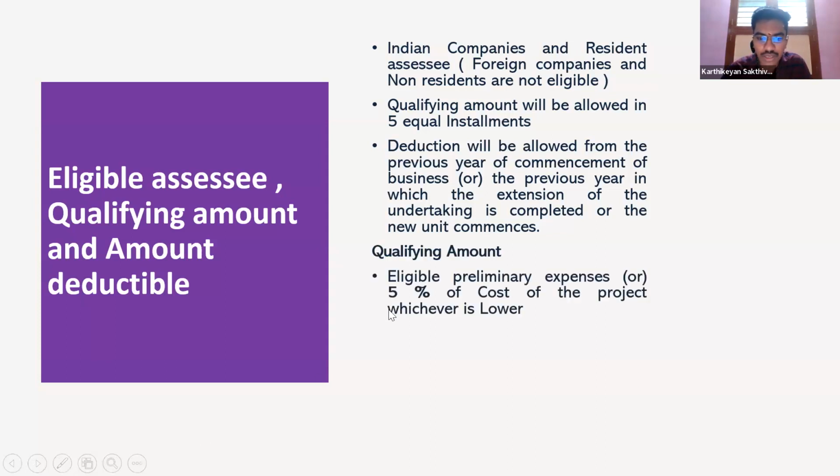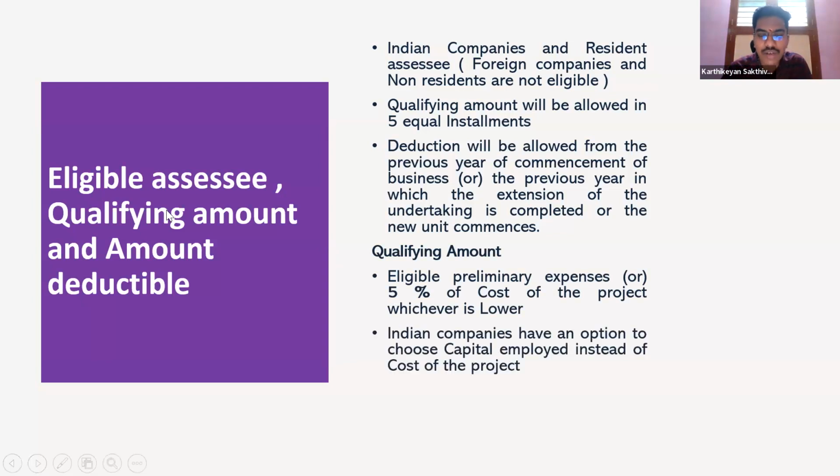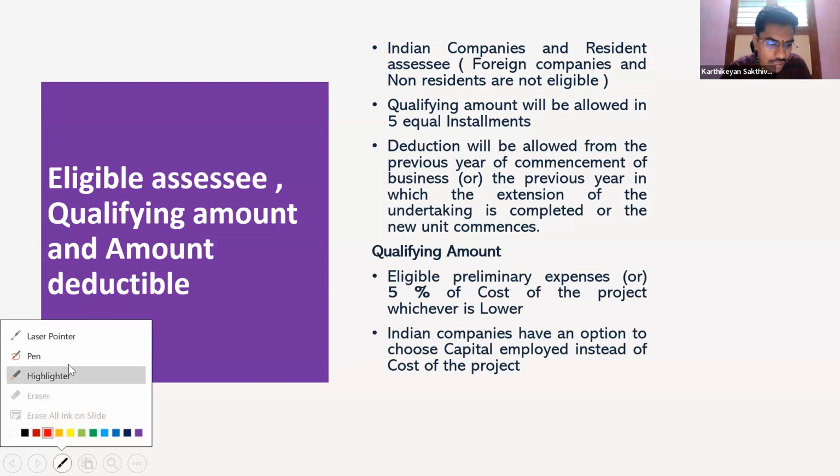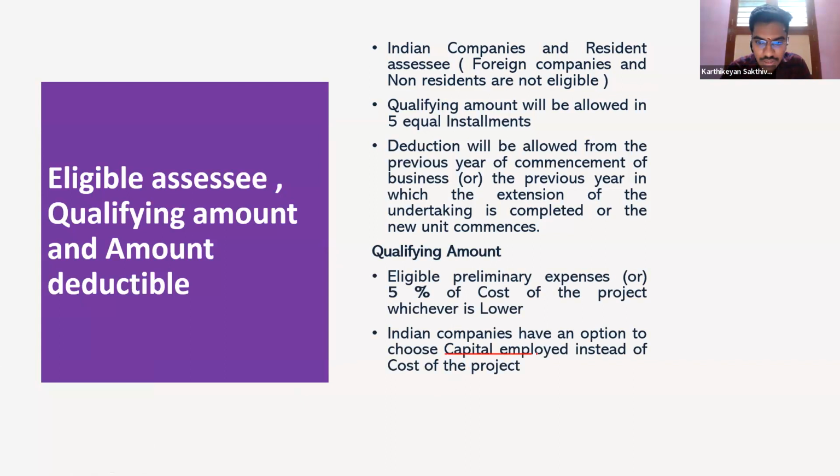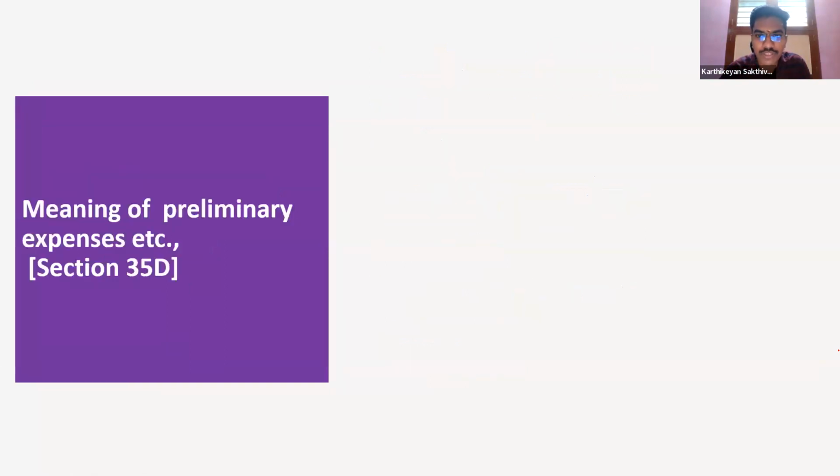What is the qualifying amount? Eligible preliminary expenditure or 5% of cost of project, whichever is lower. This is the qualifying amount. Whichever of these two is lower, take that, divide by 5, and you can claim it over 5 years. However, if the company is an Indian company, instead of cost of project, they can choose to employ capital employed. You can take capital employed if it is an Indian company. If it is not an Indian company, it should definitely go for eligible preliminary expenditure or 5% of cost of project, whichever is lower.